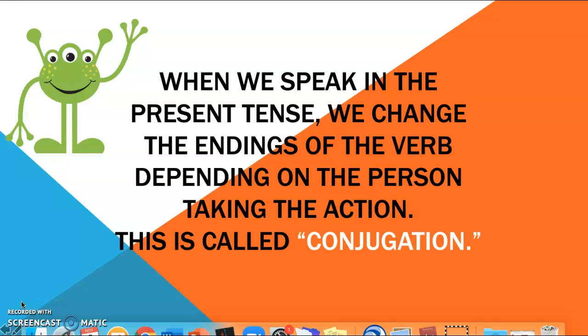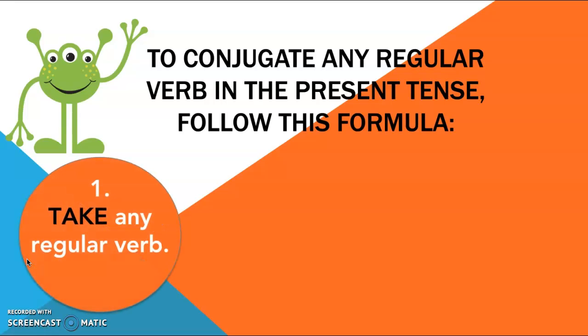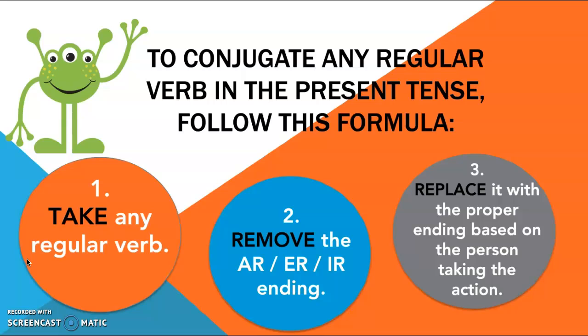So now let's take a look at how to actually conjugate a verb. We have three different things that you need to know. Our first one, you're going to take any regular verb. And this is important because later on we will go over irregular verbs. You're going to remove the ending, so in this case, you're going to take away the AR. And then you are going to replace it with the proper ending based on the person taking the action. Depending on who is doing the action, you are going to have a different ending.